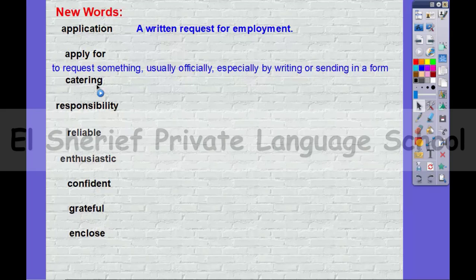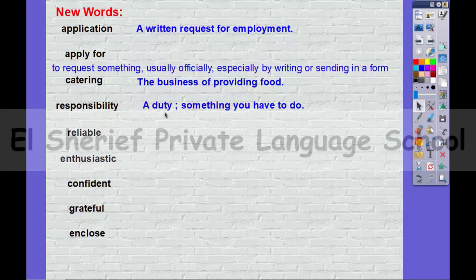Catering. It's the business of providing food. For example, who is going to do the catering for the wedding? Responsibility. It's a duty, something you have to do. For example, it's her responsibility to ensure the project finishes on time. Reliable, suitable or fit to be relied on, depended on. For example, Tamer is very reliable. If he says he will do something, he will do it.